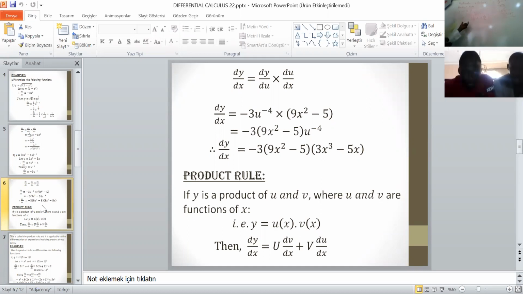So product rule is used in differentiating a function involving product of two terms. And that's why we say if y is equal to u dot v, this dot means multiplication. You are multiplying u by v, where u and v are functions of x. So the formula is dy over dx is equal to u dv dx plus v du dx. Of course, dv dx means the differential of v with respect to x. du dx means the differential of u with respect to x.